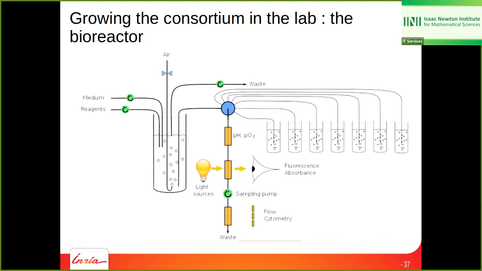So maybe I didn't even say this, but anyway, we're growing these strains in this bioreactor, this chemostat, and it's kind of a self-made thing that we have in the lab. So it's reactors of 15 milliliter, where we pump in medium, we pump out waste, so you have a chemostat. You also have air that mixes and provides oxygen, and you can take samples where you then measure the total fluorescence, the absorbance, and you can pump it to flow cytometry. So that's basically what I did in the previous slide.